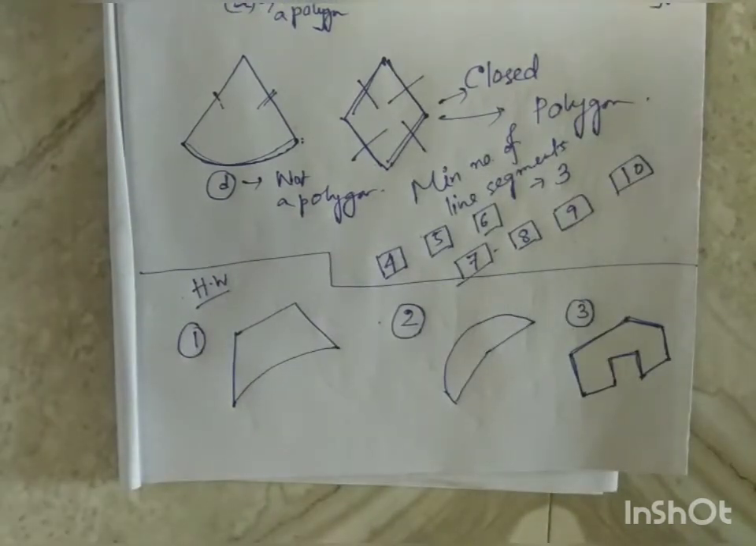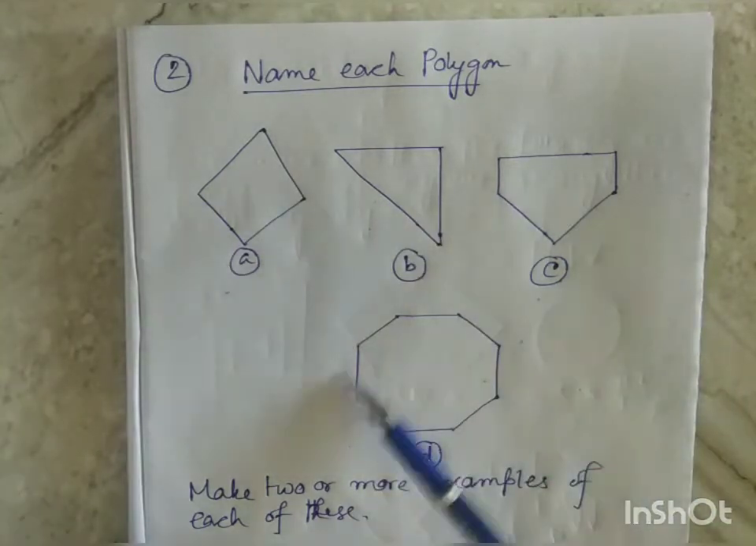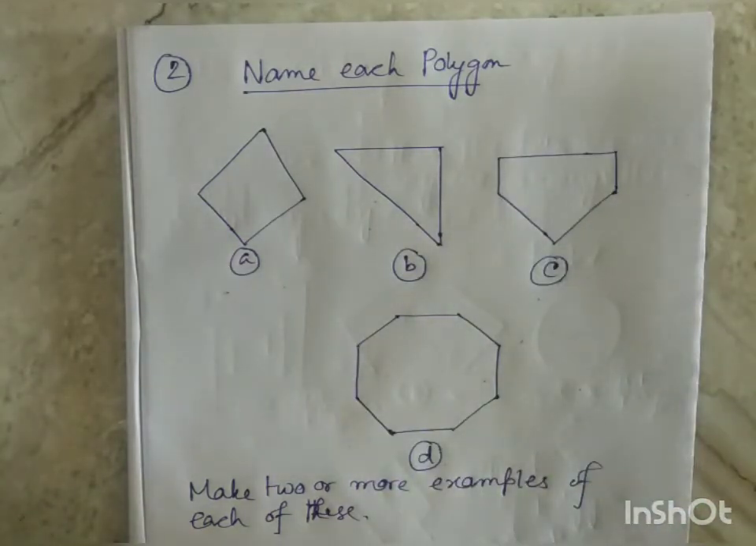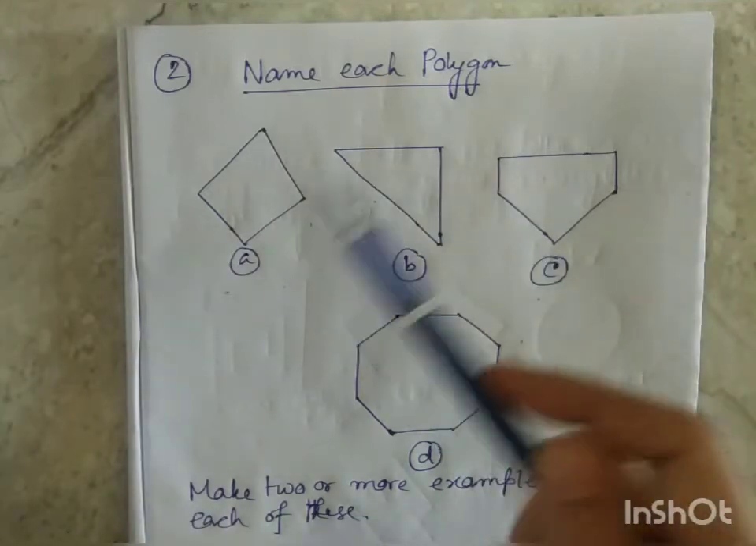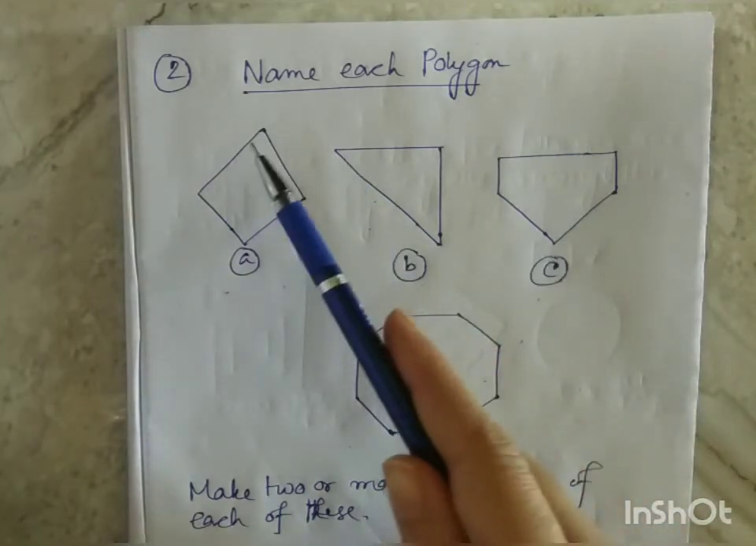Let's come to the next question. Here it is written, name each polygon. Here are some polygons given. You can see all these are closed figures as well as made up of line segments. So by counting the number of line segments, we will be able to see the name of each polygon. Now let's count for the first one.